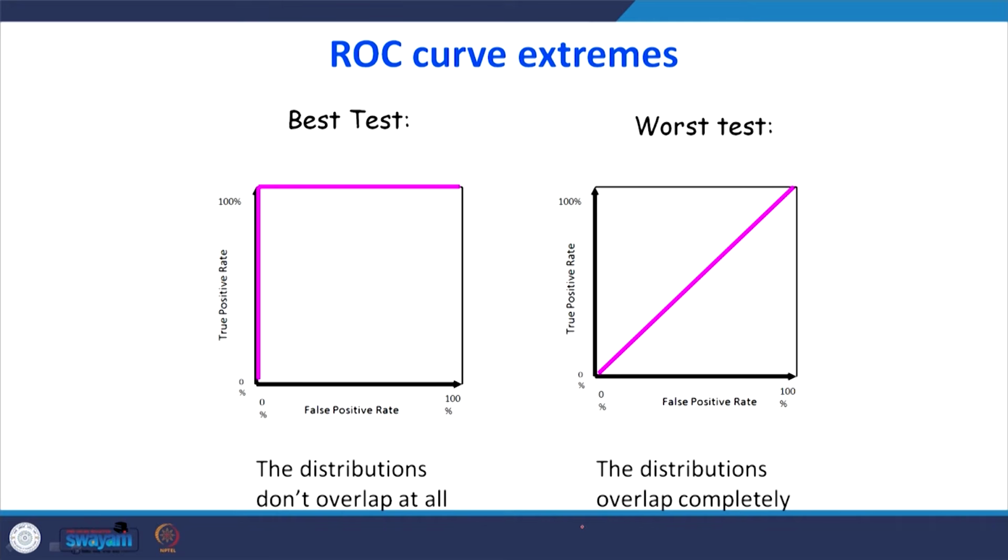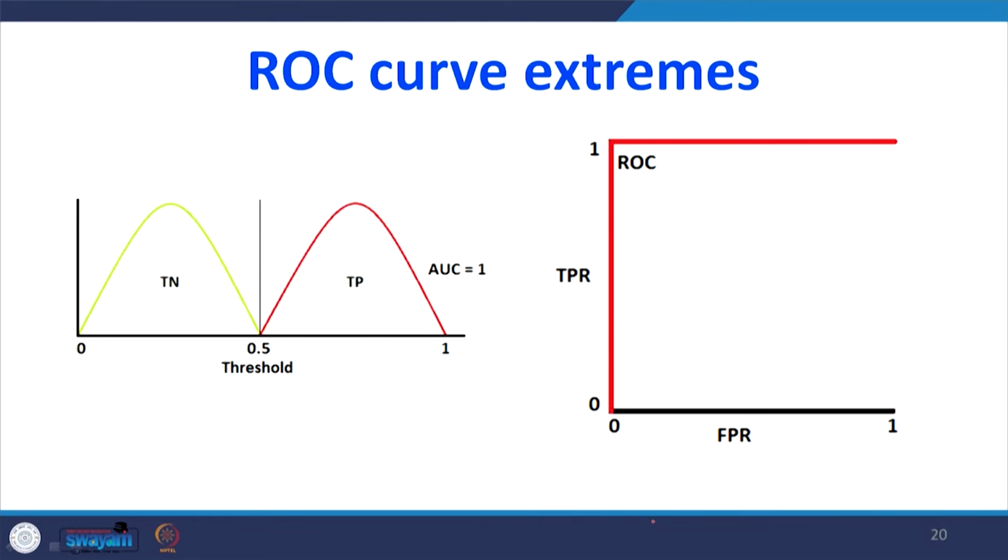Now we will see extreme cases. In these extreme cases, you see that the two distributions do not overlap at all. In the previous case which I showed, there are two distributions, one for true negative and one for true positive, with false positive and false negative in between. If the two distributions are not overlapping, you will get a very ideal case, that is the best test. If the distributions overlap completely, then you will get this kind of diagonal. This is the worst test. In this case, true negative and true positive have no overlap at all. So, you will get this kind of ROC curve.